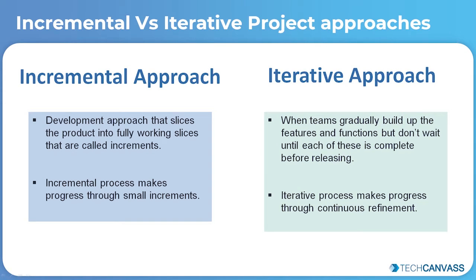The incremental project approach is a development approach that slices the product into fully working slices that are called increments. While the iterative development is when teams gradually build up the features and functions but don't wait until each of these is complete before releasing. They release a basic version of each feature and then add to that feature in subsequent iterative releases, usually based on feedback from the basic version released.